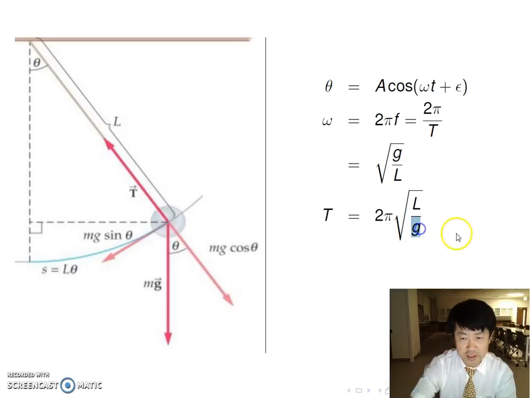Now let's think about g. On the ground level, it's known to be constant at 9.8. Say you brought that pendulum clock up to the top of a high mountain, like Mount Everest. Then this g value will decrease. The denominator gets smaller, then T will increase, which means that your clock will be going slower at high altitude.